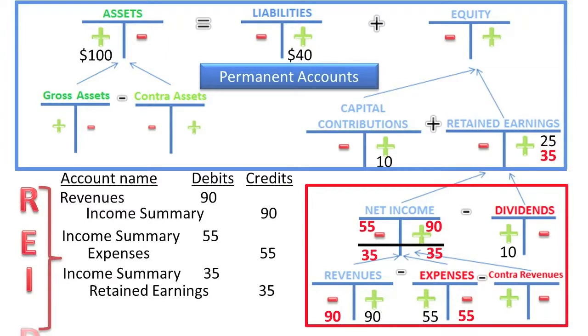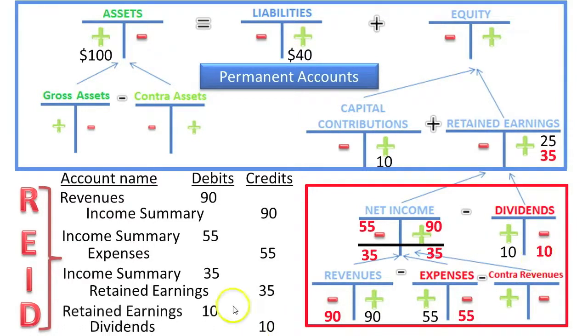Finally, we need to close our dividends account. It currently has a debit balance of 10. To close that, we would need to credit it $10. By posting that, our dividends are now 0. To balance out the entry, we need to debit retained earnings, which will reduce retained earnings by 10, and our ending retained earnings are now 50, which is exactly the ending retained earnings which we computed on the statement of retained earnings. We've just finished the closing process for that simple ABC Company trial balance.